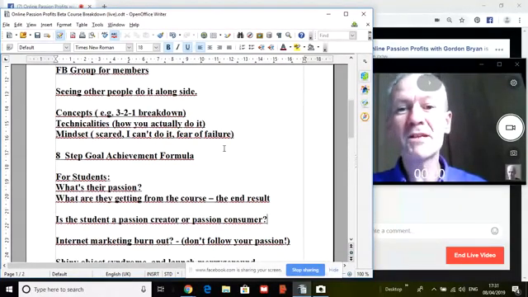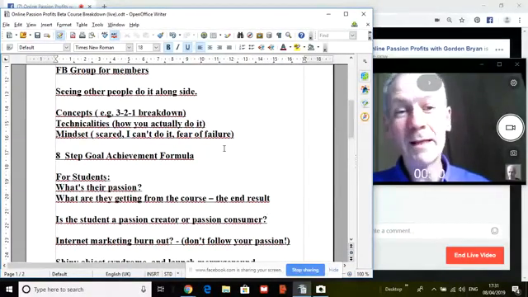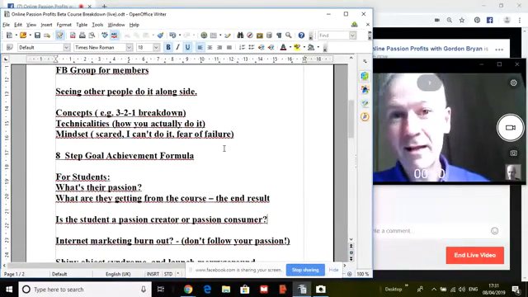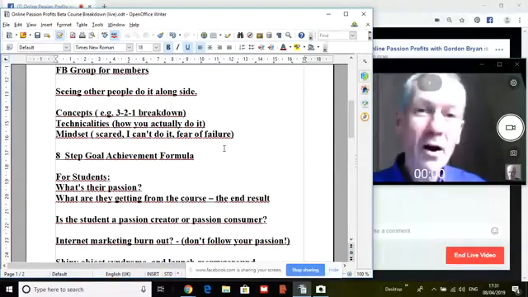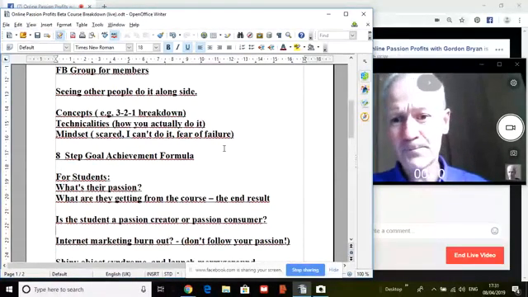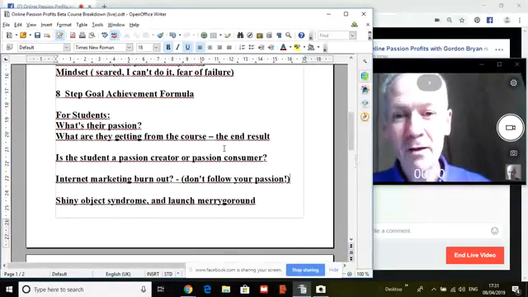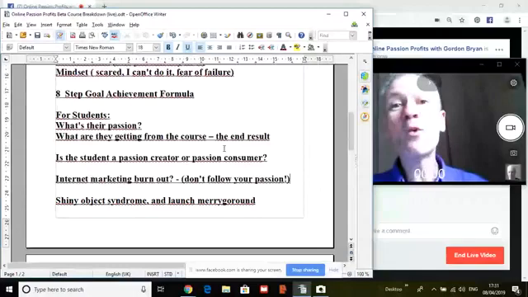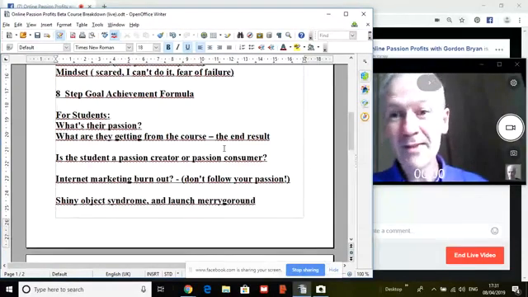Is the student a passion creator or a passion consumer? So are they a musician, artist, singer, sportsman, etc., who has financial concerns that stop them? Or are they a consumer who has never even thought that they could make a profit from that passion? Are they internet marketers who are burnt out with shiny object syndrome and have fallen for the myth that you don't follow your passion online? They're the groups of students that I'm going to be appealing to.